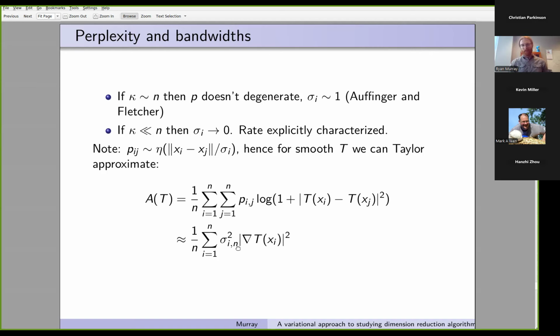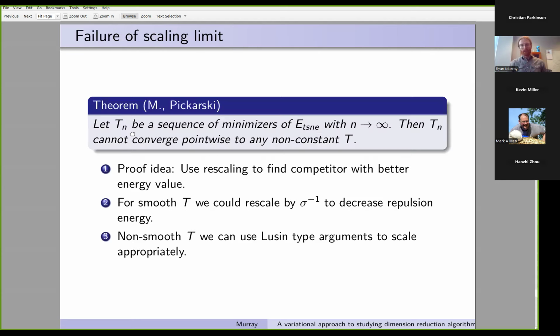Okay. Now, the fact that there's the sigma i in front is kind of concerning because that goes to 0 in the context that kappa isn't going like n, which is what we expect in applications. And so because of that, you can actually show that if you have a sequence of minimizers of this tSNE energy, as you take more and more data points, it actually can't converge pointwise to anything non-constant. In some sense, you need to scale your plots in a way to capture any interesting behavior. They need to scale with n in a particular way.